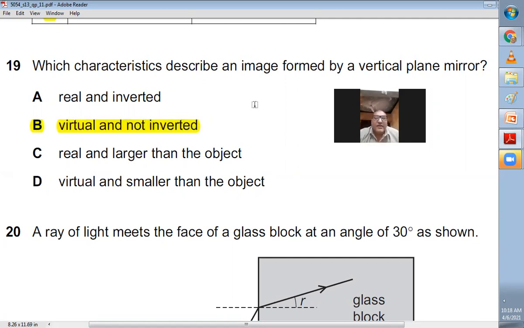The image formed in the mirror is virtual, it's upright, or in other words, you can say it's erect. And the third word used is not inverted. So B is the choice.